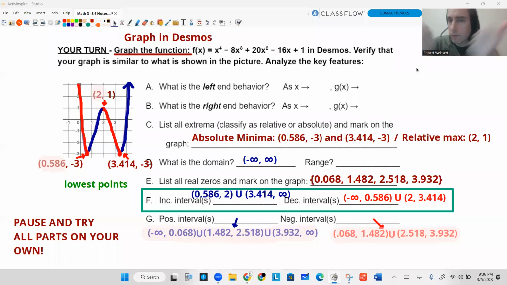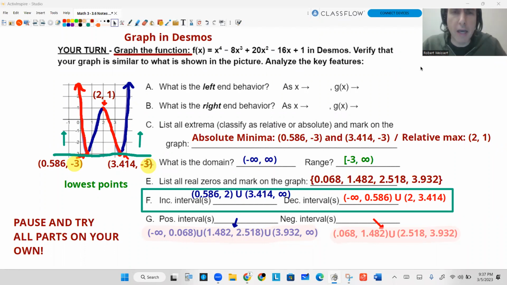Left and right forever, negative infinity and infinity. Domain's always going to be that. How about the range? Well, the graph has a minimum point. That point is at -3, and it keeps going up forever. So that range is going to be -3 to infinity, because -3 exists on the graph, so we're going to use a bracket on that.